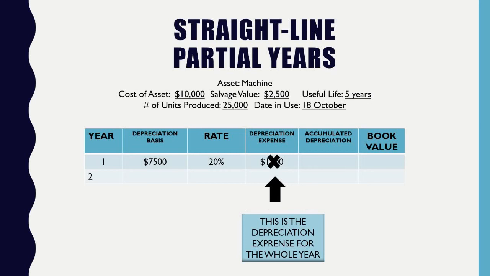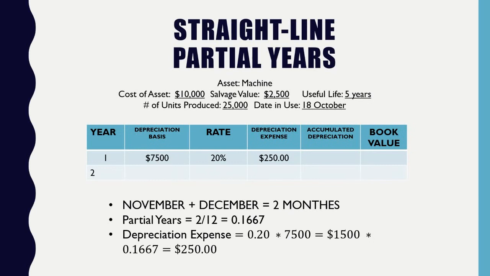Well, we're going to figure out that 1,500 is not the answer, right? Because that's for the whole year. So how are we going to adjust it? Well, we're going to adjust it by taking the 12 months. We know it's 2 out of 12, right? It's also known as 1.66667, but you're better off doing 2 over 12, right?